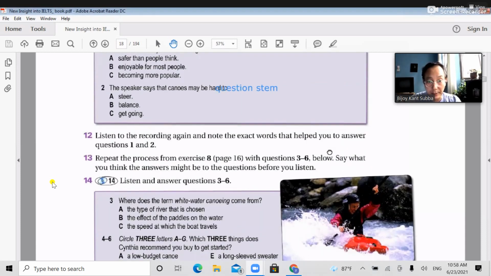Now, just compare that question stem with this. The complete statements are: where does the term whitewater canoeing come from? And it ends with a question mark. So when you have a complete question, it's much easier to understand.